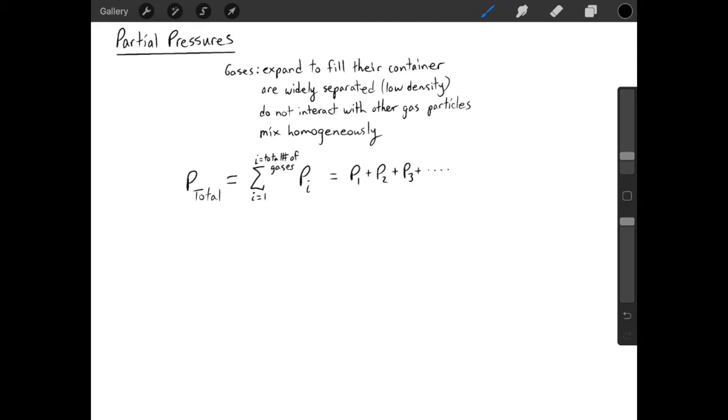And this idea has a couple of immediate applications. The first is that if you know all but one of the pressures, you can simply rearrange the partial pressure expression to solve for the unknown. For example, if you have a mixture of gases where the pressure of gas 1 is 7 atmospheres and the pressure of gas 2 is 12 atmospheres, you can find the total pressure.